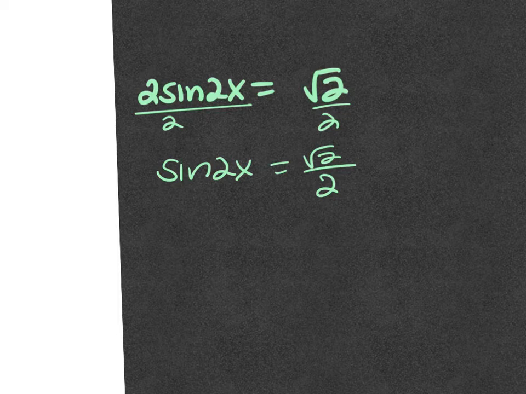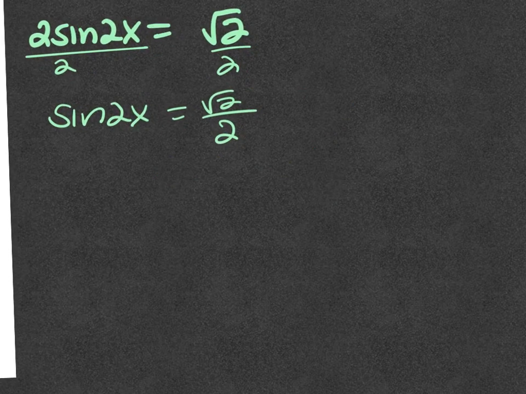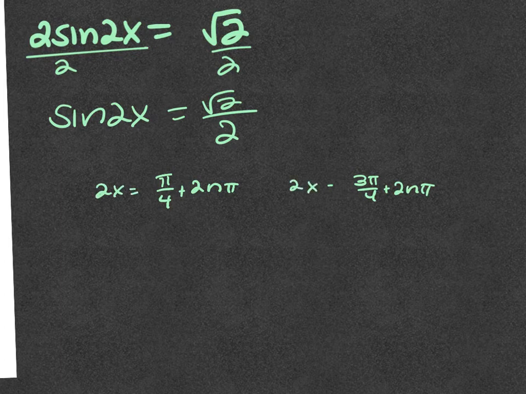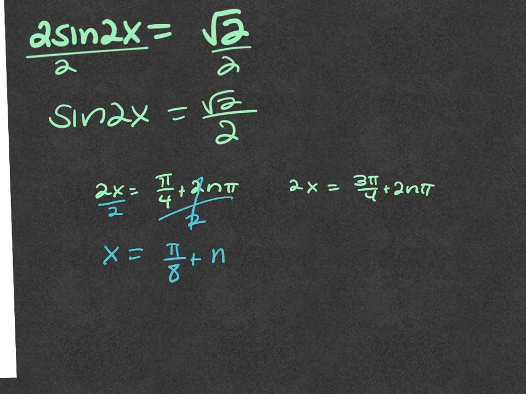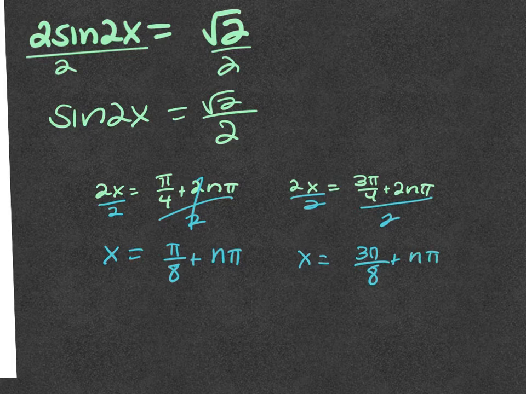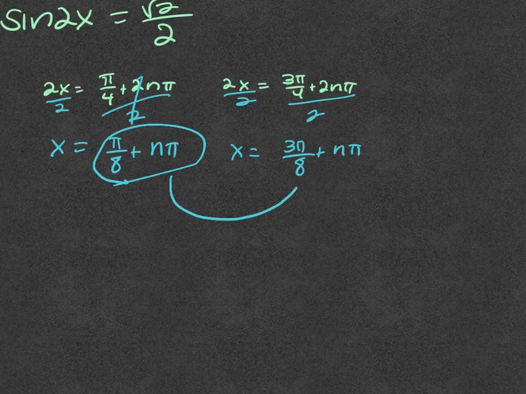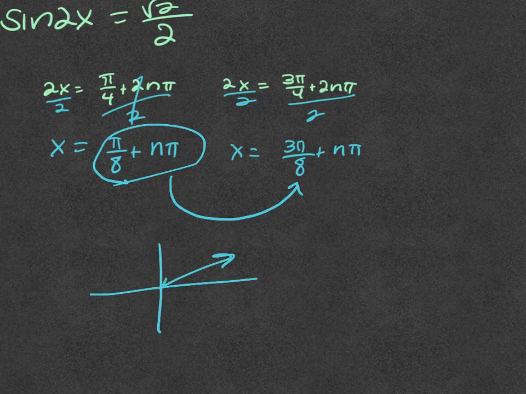So sine is root 2 over 2 in what 2 angles? Pi over 4 plus 2n pi and 3 pi over 4 plus 2n pi. So now 2x equals this, right? When I divide by 2, this becomes pi over 8 plus n pi, and this equals 3 pi over 8 plus n pi. So sometimes in adding n pi to this, it gives me this angle. With sine, it doesn't, because pi over 8 would be over here, 3 pi over 8 would be here. They're both in the same quadrant, so I need to add on the half pi.